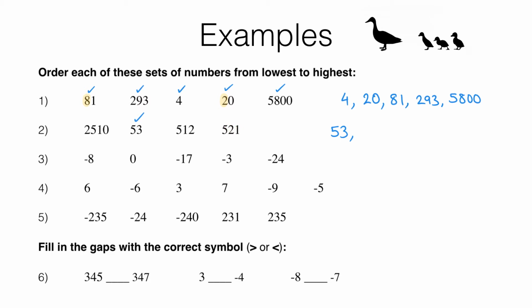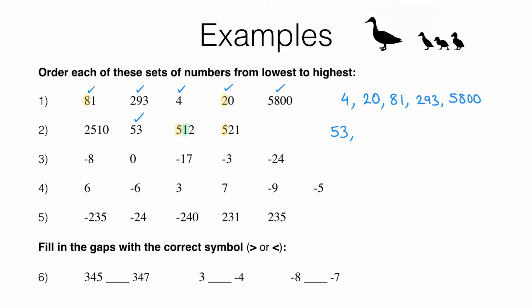Now, just like before, I'm going to start by looking at the greatest place value column. So I've got 500s in this number, and I've also got 500s in the other number. 512 and 521 both have the same number of hundreds. So just by looking at the hundreds column, I cannot tell which of these is greater and which of them is lower. So what I need to do is go to the next place value column along. I'll highlight that in a different colour.